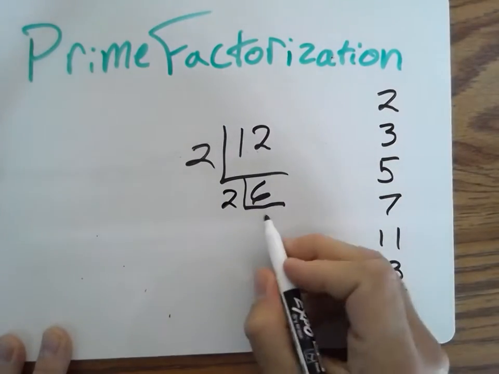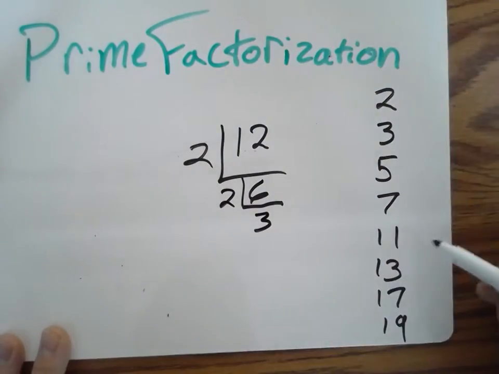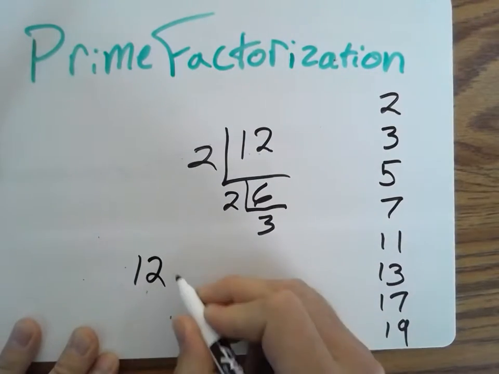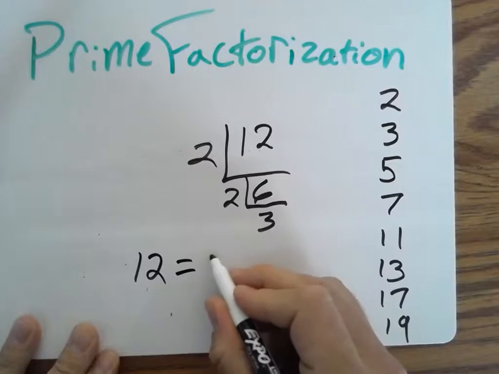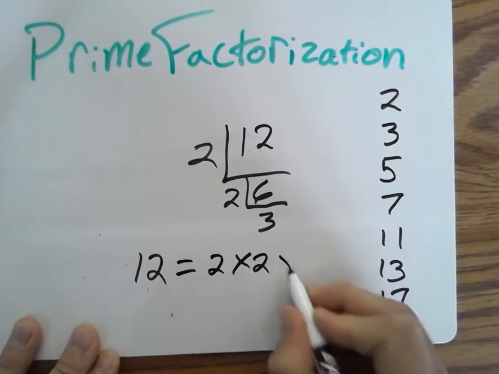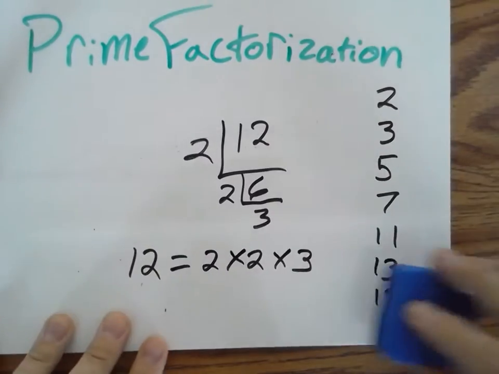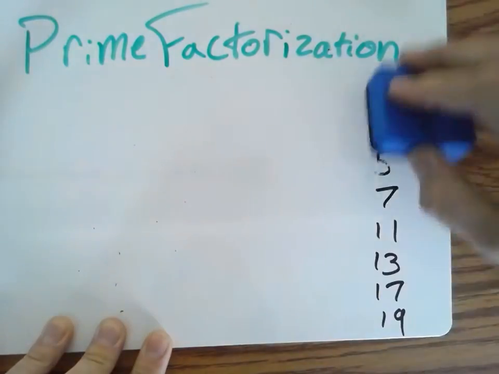And it's going to render an answer that is also a prime number, and that's when your algorithm tells you to stop. So in this case, your prime factorization, 12 equals 2 times 2 times 3. And that's pretty much it. This can be done for larger numbers as well, right? And we can take a look.